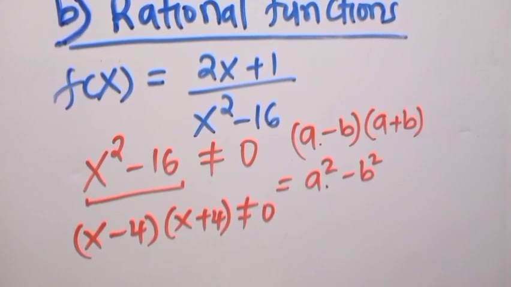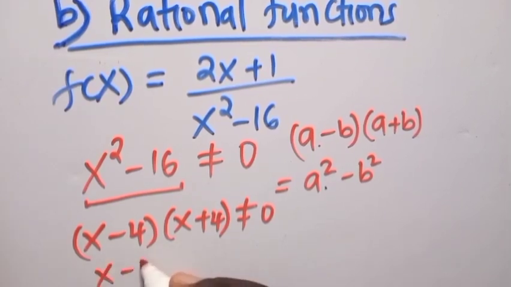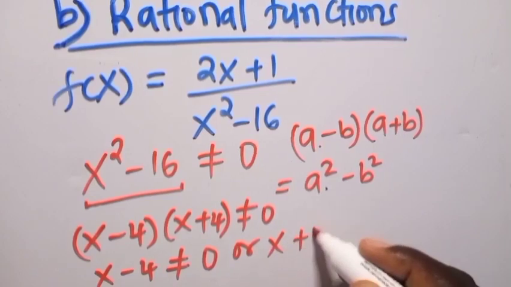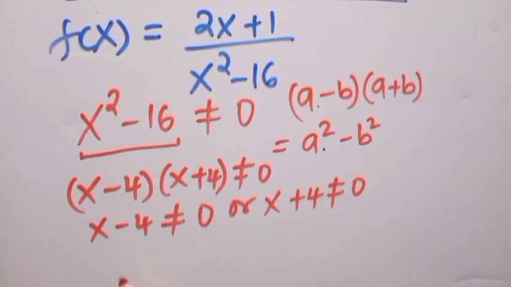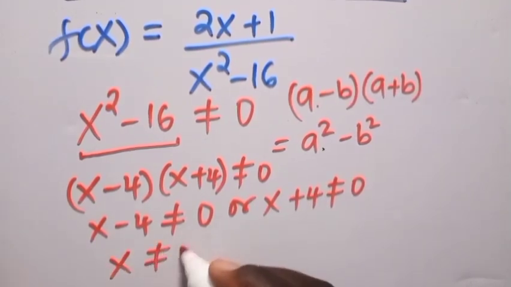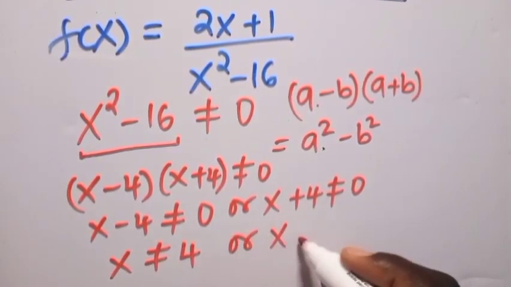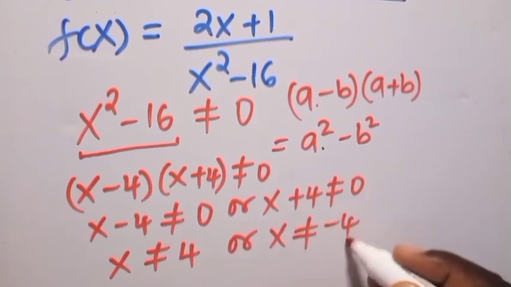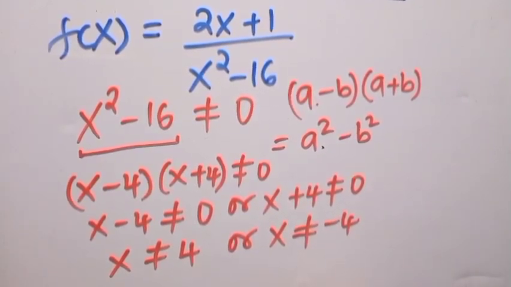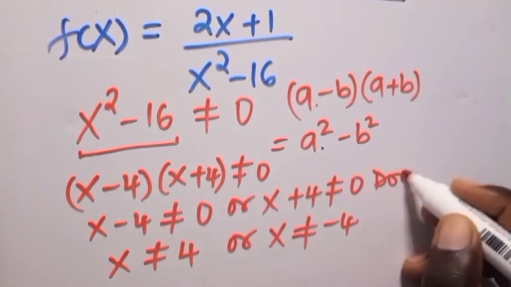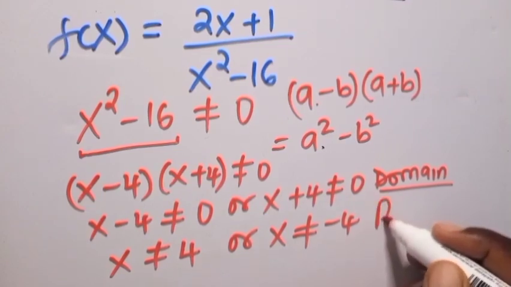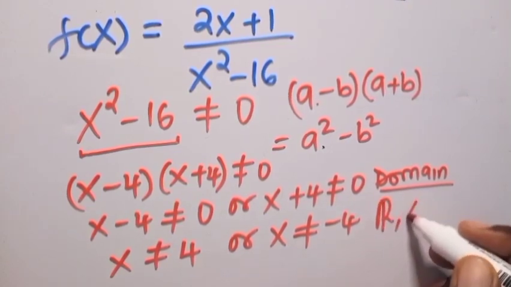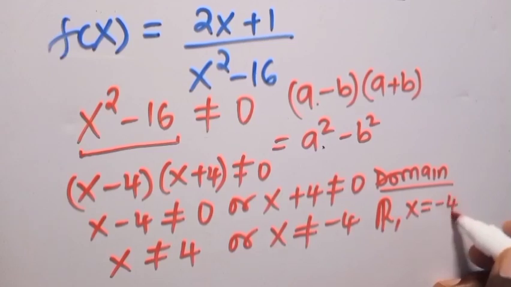Then in this case, we shall have x minus 4 should not be equal to 0, or x plus 4 should not be equal to 0. Then from there, that means x should not be equal to 4, or x should not be equal to -4. And since that is what we have, then the domain of this function is just all real numbers except x equals -4.